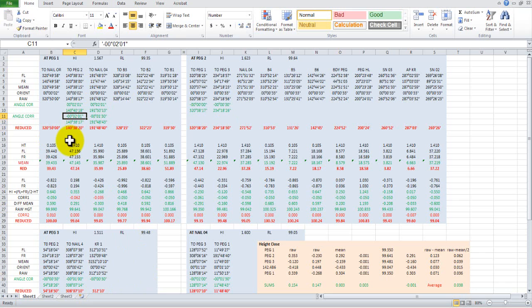So we've got our bearing closed there, and then we just round these up. Now to the nearest 10 seconds probably is fine. 320.50 there, and 140.38.20 there, 191.48.40. Now these are what I call our pegging ties.